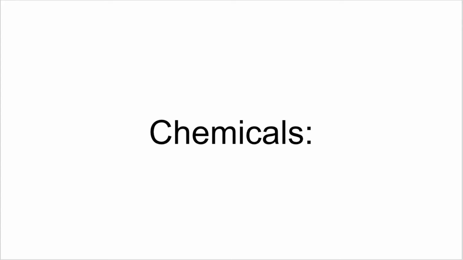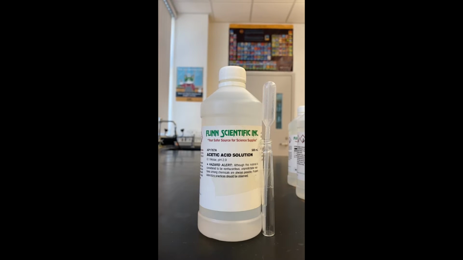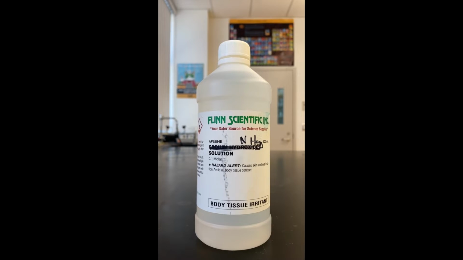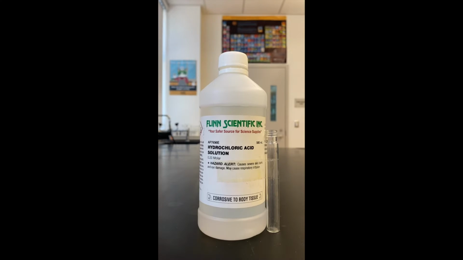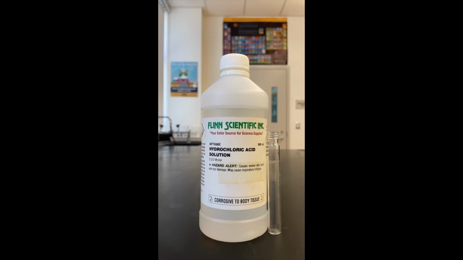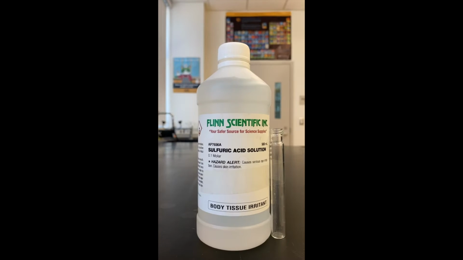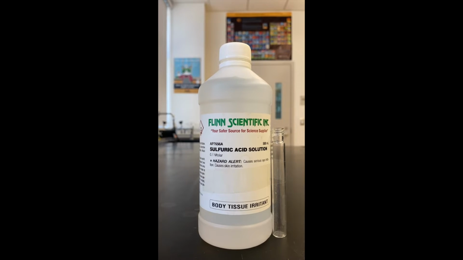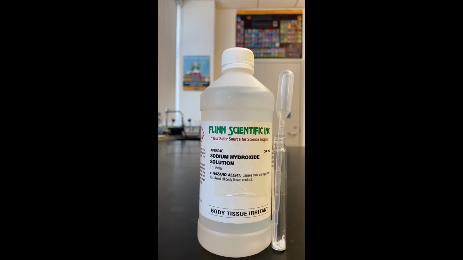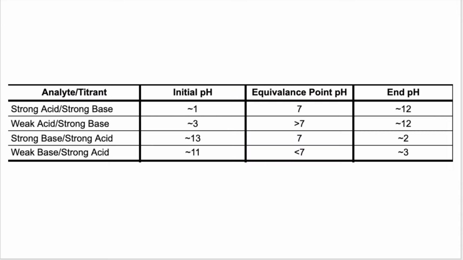Before performing the titration, it is necessary to choose the correct chemicals first by using your knowledge of acids and bases. You will have various chemicals available to choose from. 0.1 molar acetic acid, which is a weak acid, 0.2 molar ammonia, a weak base, 0.2 molar hydrochloric acid, 0.05 molar nitric acid, and 0.1 molar sulfuric acid, all of which are strong acids. Lastly, you will have 0.1 molar sodium hydroxide, a strong base.